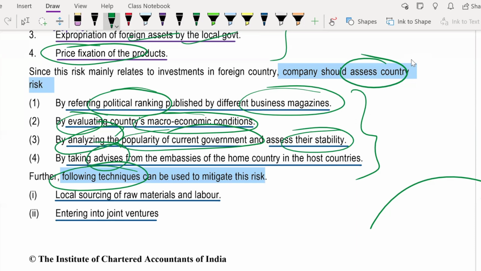Okay, then you can take advice from the embassies of your home country. In your home country's embassy, which is set up abroad, for example in the US there will be an Indian embassy. From that Indian embassy, you can get a point of view on how good it is and whether your kind of business can be started there or not. Okay, so like these you can assess.